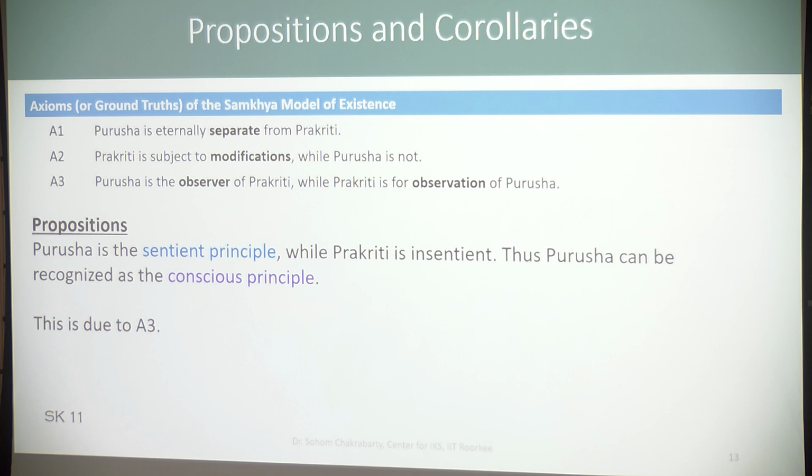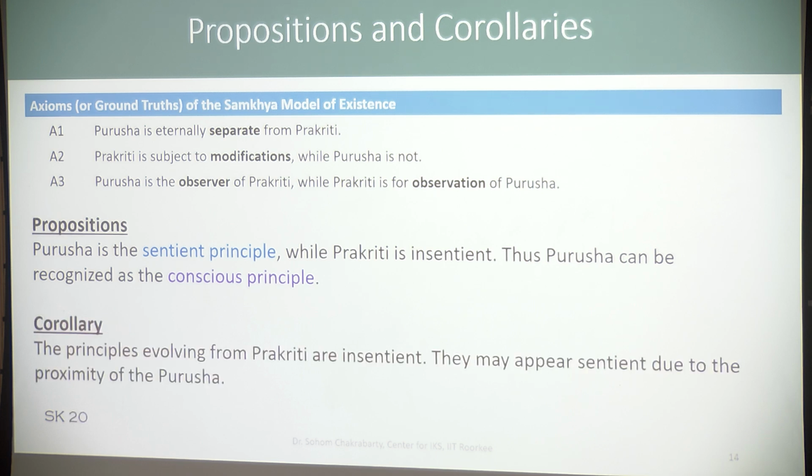So it is a sentient principle, and hence we can also term it the conscious principle. Prakriti is not the conscious principle. Prakriti is not the sentient principle. It is insentient, it is unconscious. Purusha is sentient and conscious because it is the observer. This comes directly from the A3 axiom.